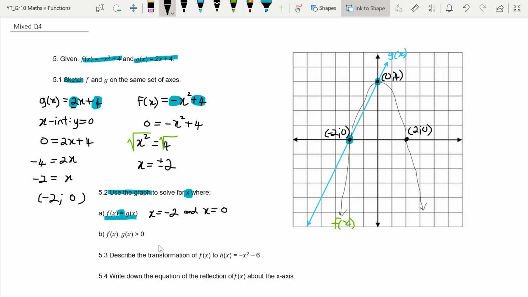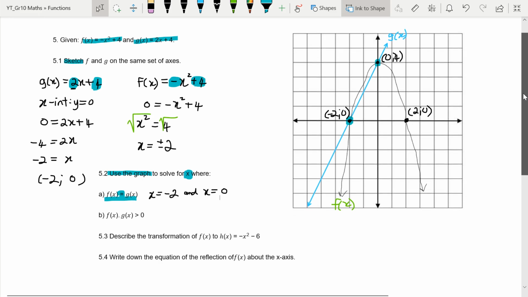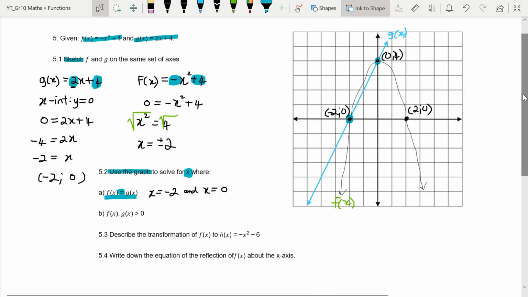If they asked us to write down the coordinates of where they cut, we would have done that. All right, now with the next questions, we need to make sense of those. Students normally don't like them, but you just need to tackle them, don't avoid them, and get used to them.